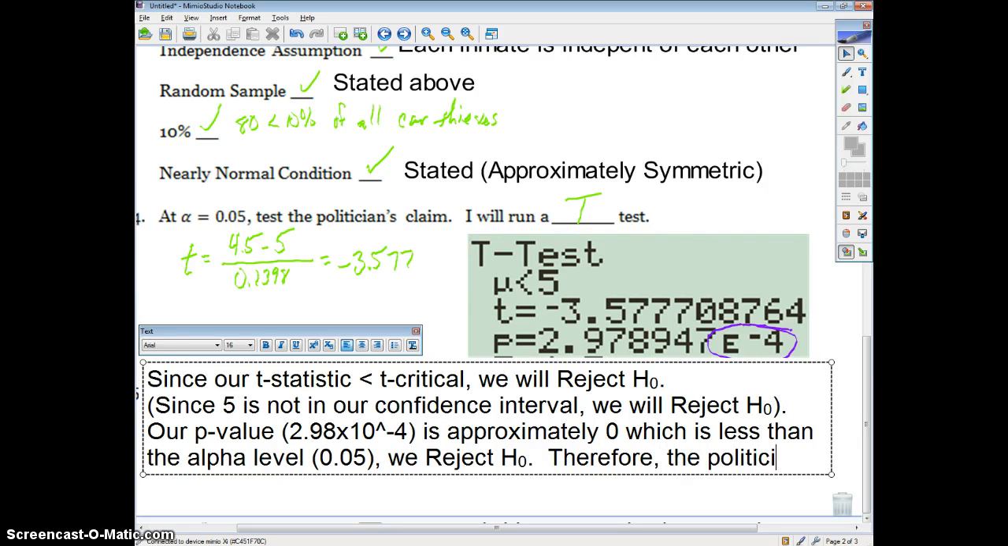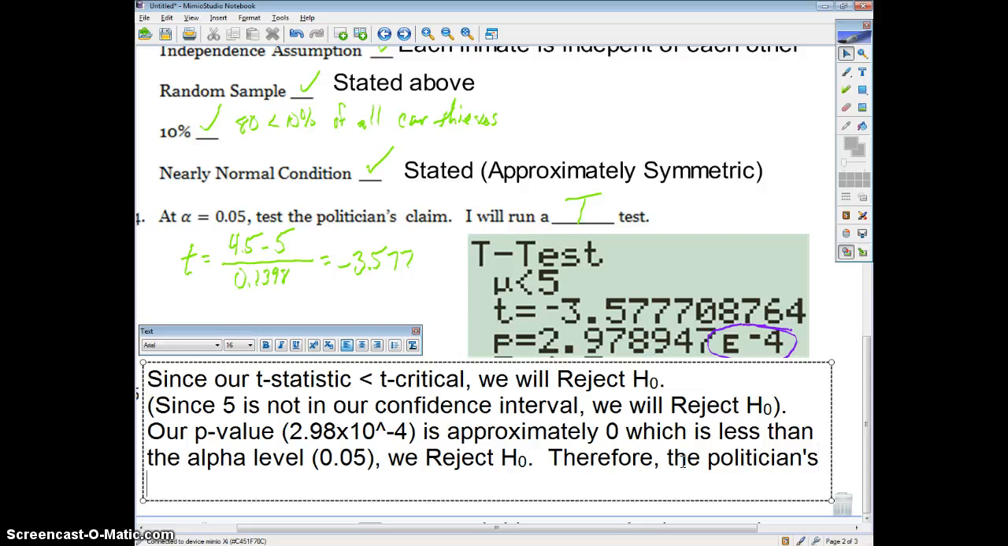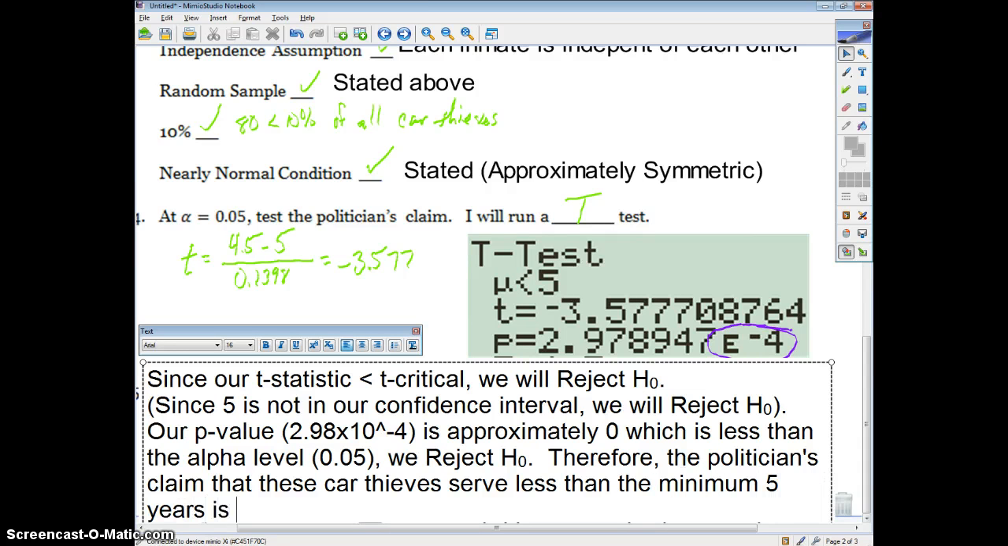the politician. Okay, so therefore the politician's claim that these car thieves serve less than the minimum 5 years is reasonable. Is it correct? We don't know, because again, it's a random sample.